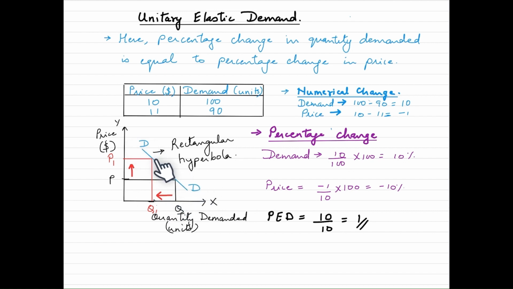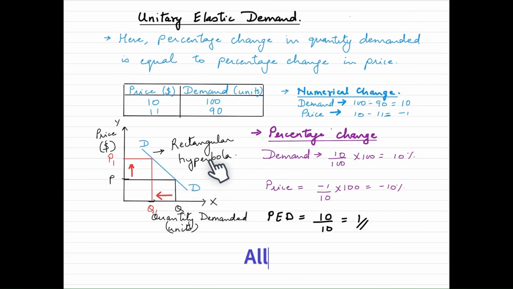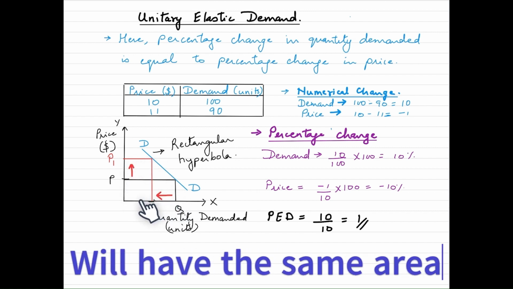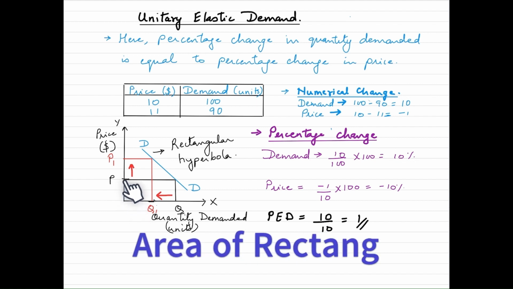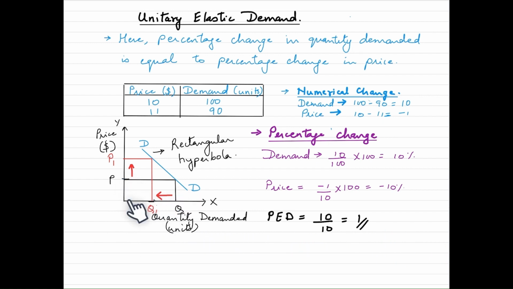The demand curve, the slope of the demand curve in this particular scenario, is called a rectangular hyperbola. This indicates that below this demand curve, whichever rectangle is getting formed, all these rectangles would have the same total area. If we know a little bit of maths, the area of a rectangle is calculated as breadth into length. So when we calculate this, the area of this rectangle would be exactly equal to this one. This is what we mean by a rectangular hyperbola.